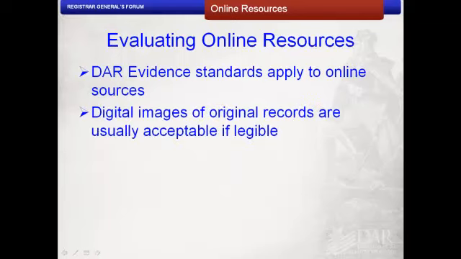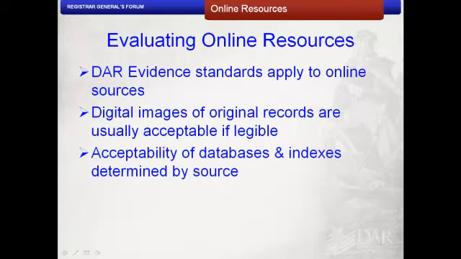Digital images of original records are usually acceptable if legible. The acceptability of information found in databases and indexes is evaluated by the source of the information. Where was the information taken from? So check the source information for the database or index to determine acceptability.